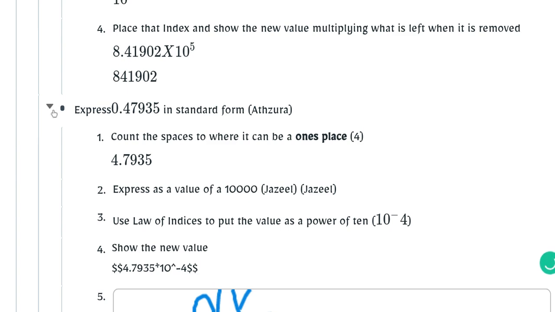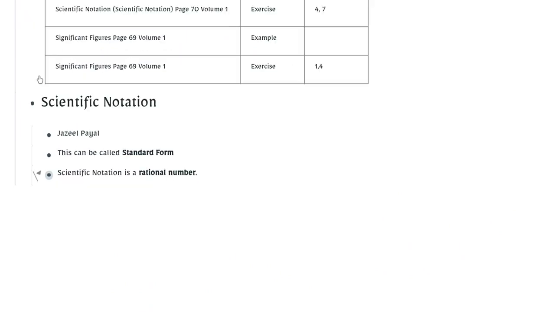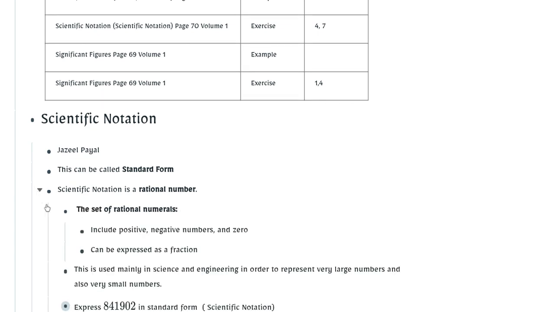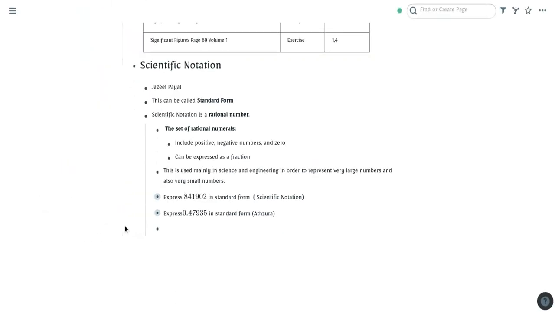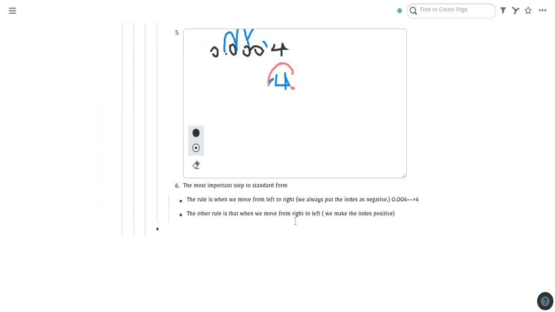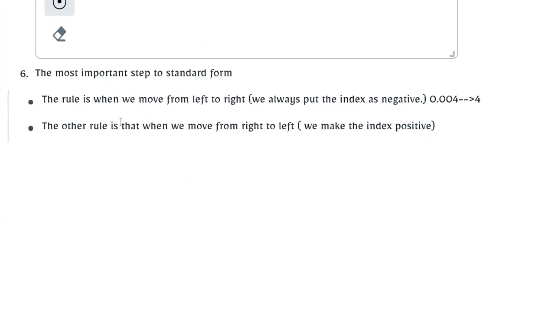So that's it for standard form. You get your homework in a bit, but I'm just glad that we got that out of the way. So now we can continue. Can you scroll down to the rules, sir? So the rule is that when we move from left to right, we always make the index negative. And the other rule is that when we move from right to left, we make the index positive. Then we're going to move into significant figures.